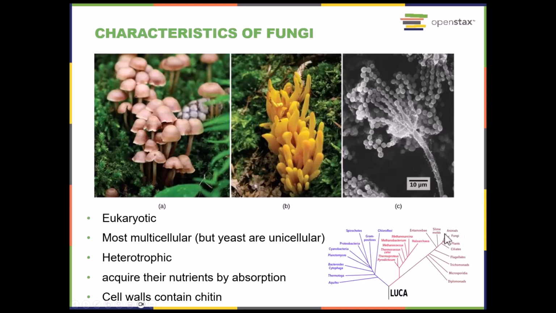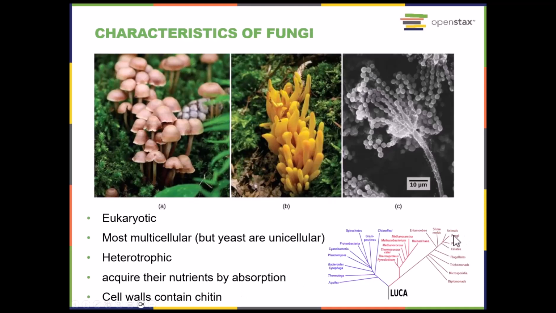Now, one of the differences between animals and fungi, they're both heterotrophic. When animals consume their food, they ingest it and then they break it down. When fungi consume their food, they break it down and then they absorb it across their body. That's why we say here they acquire their nutrients by absorption.